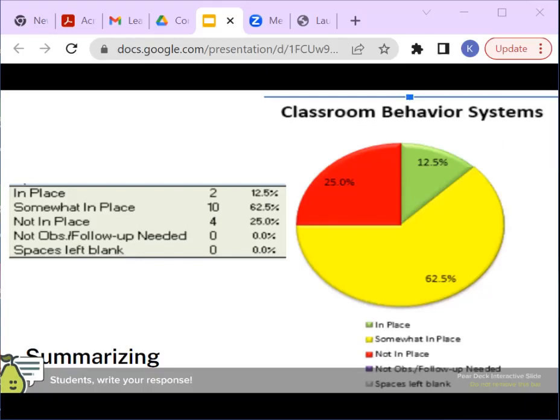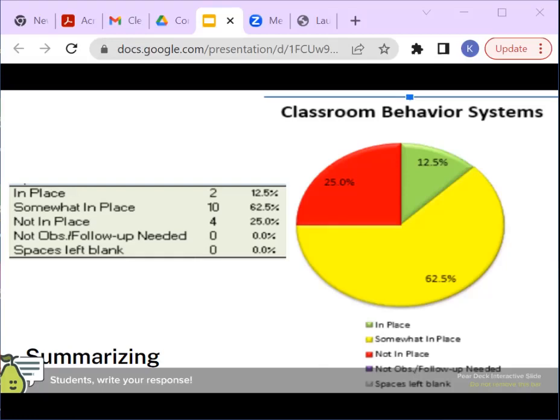So going back to our summary, as I said, both the Excel form and the application on the PBIS Florida website will provide a chart or a graph format for you summarizing, but you'll still need to interpret that information for yourself. So how would you summarize in one statement or one sentence what's going on in Ms. Jones' class for her classroom behavior systems based on what's presented here?